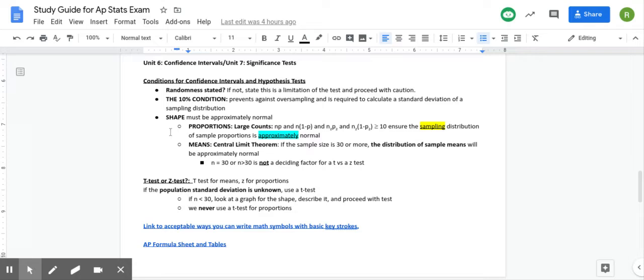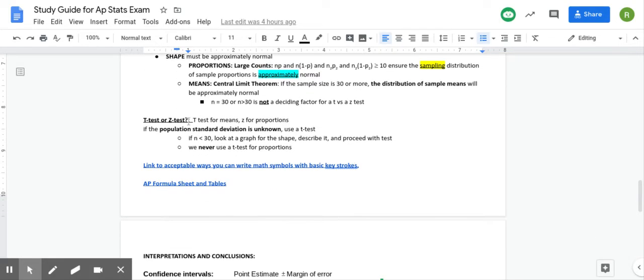I would predict it will be the normal one, either the n times p and n times 1 minus p, or the n is greater than or equal to 30, which would be central limit theorem, or the n is less than 30, in which case you would have to talk about how the distribution of sample means is still considered to be normally distributed if the box plot or dot plot does not show any significant skewness. Be sure whenever you describe this, you use the phrase distribution of sample blank. So it could be distribution of sample proportions, distribution of sample means, and so on.